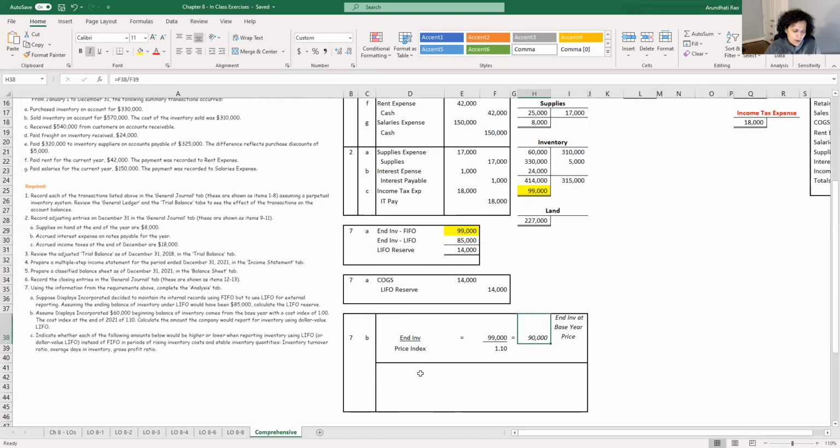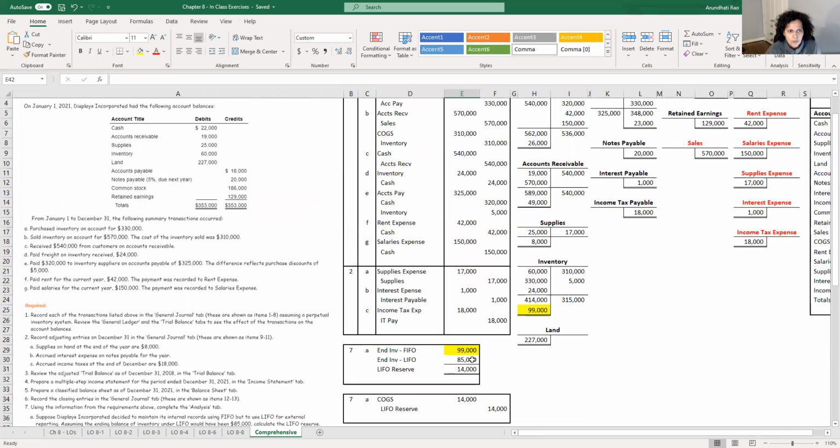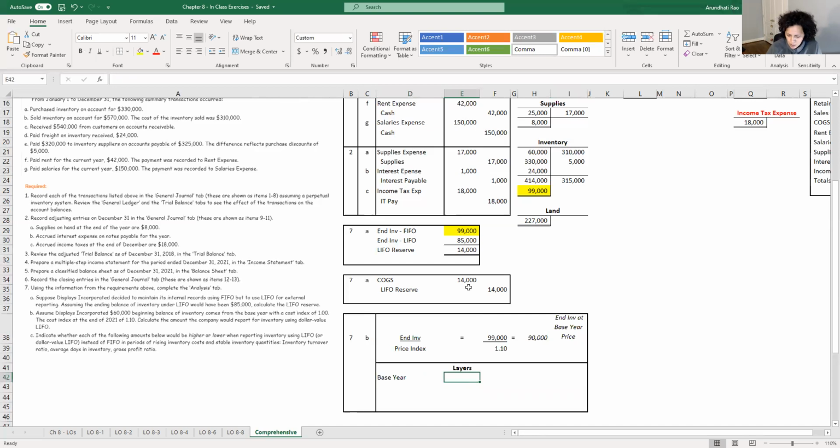Okay, now what's our next step over here? We need to see how many layers we have. So we have 2 layers. We have the base year. The base year is 60,000. And let me explain to you where I get that 60,000 from. Look at the inventory over here, 60,000. That's a number over there. So I had 60,000 over here.